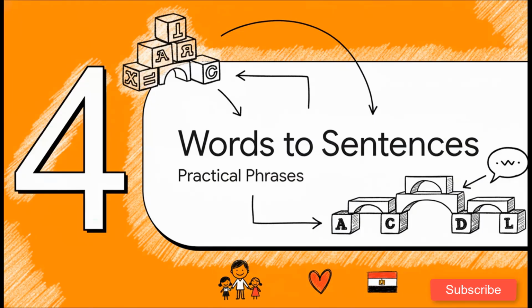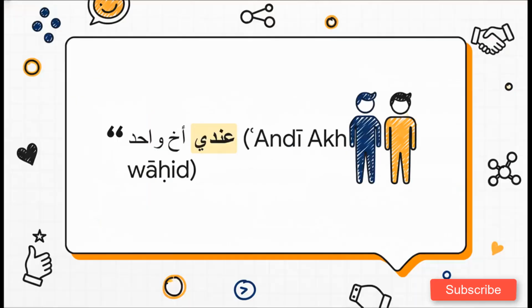So, we've got the words, we've got our vocabulary. Now for the really fun part. Let's start piecing them together to build actual sentences you can use in a real conversation. Okay, this is a phrase you are going to use all the time. Indi. It means I have.